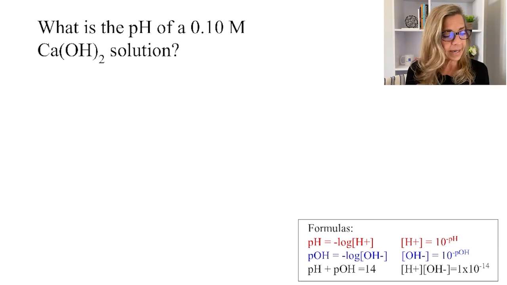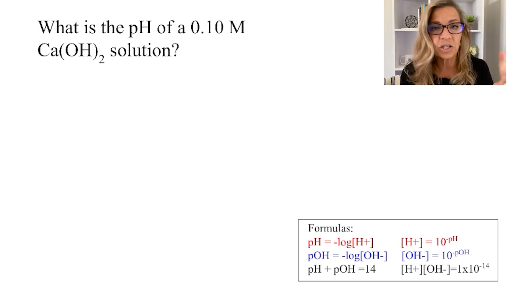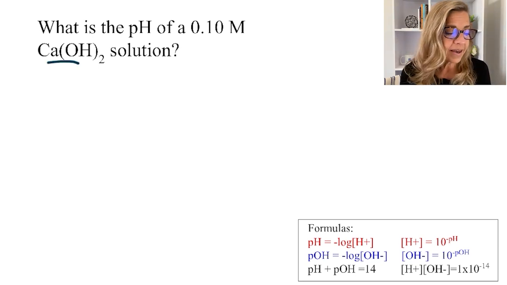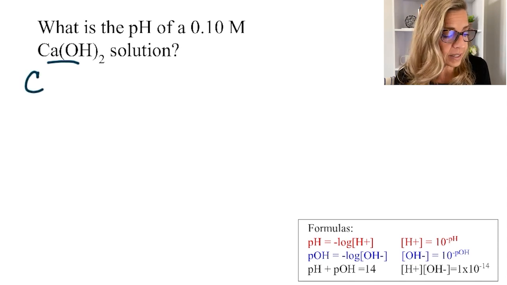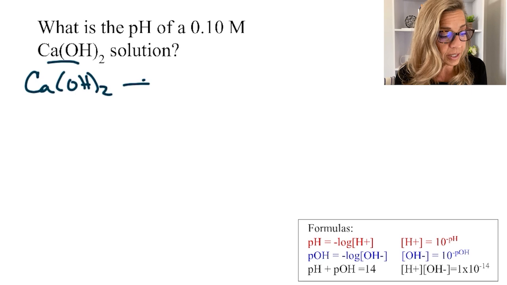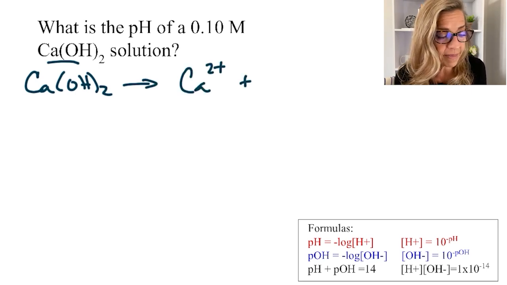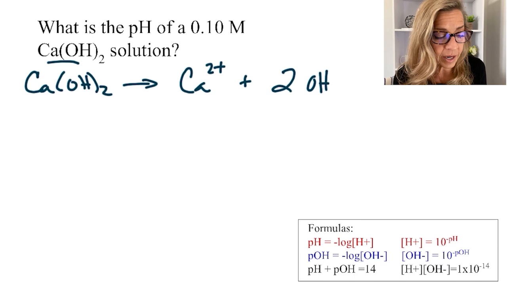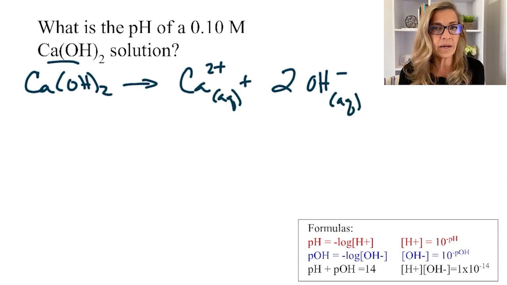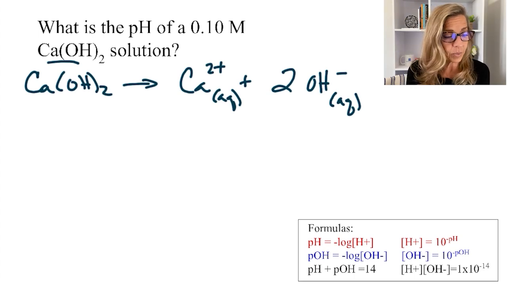The first one, we have calcium hydroxide. So you need to decide strong or weak. That is one of your strong bases that you have memorized. So go ahead and write the dissociation reaction. It will completely dissociate into the calcium ion, and then we get two hydroxides, that are aqueous. So whenever you get a base or an acid problem, go ahead and write the reaction. It will help you. All right, so what is the pH?